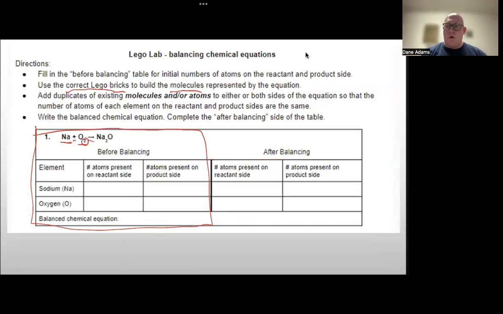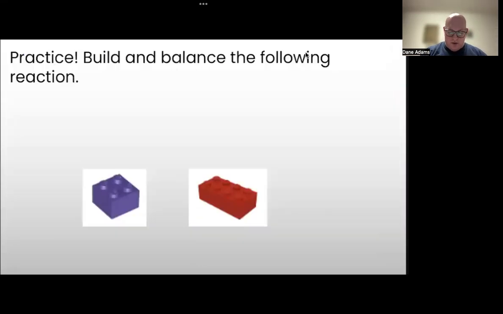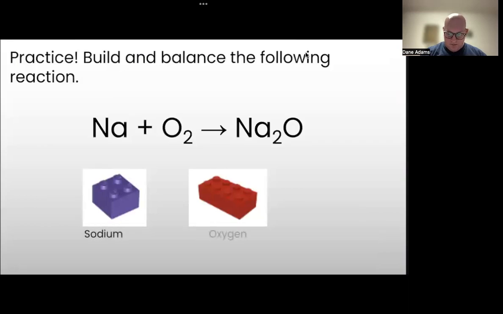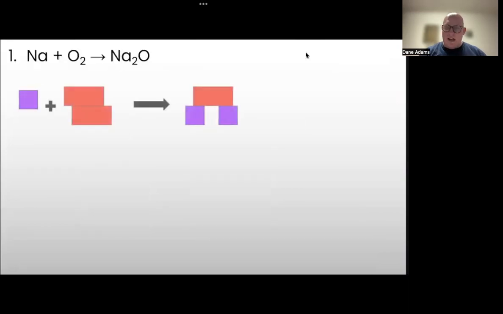Then the arrow, that's my produces or yields or turns into symbol. And then I have another molecule that's Na2O. So again, it's a molecule. So I'm going to build these bricks together. Two purples, one red, again, connected together. So it will look something like this.